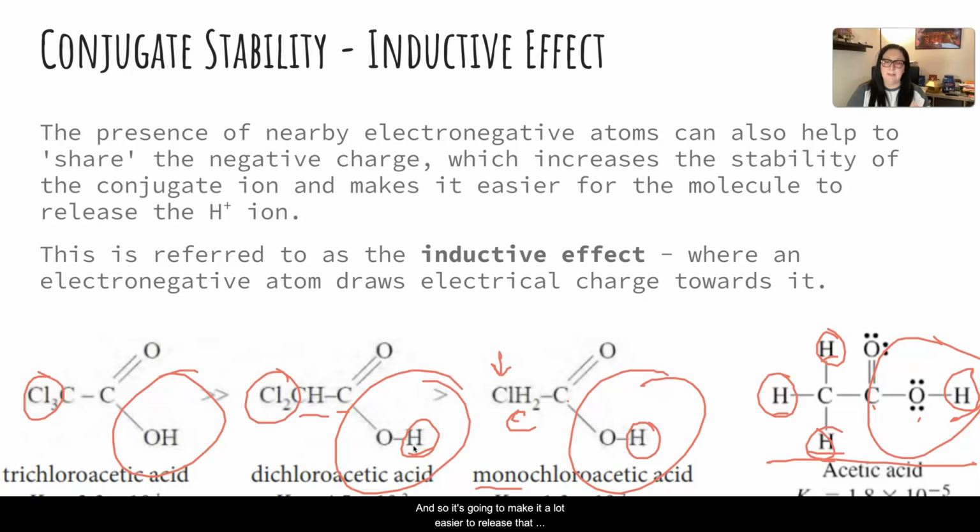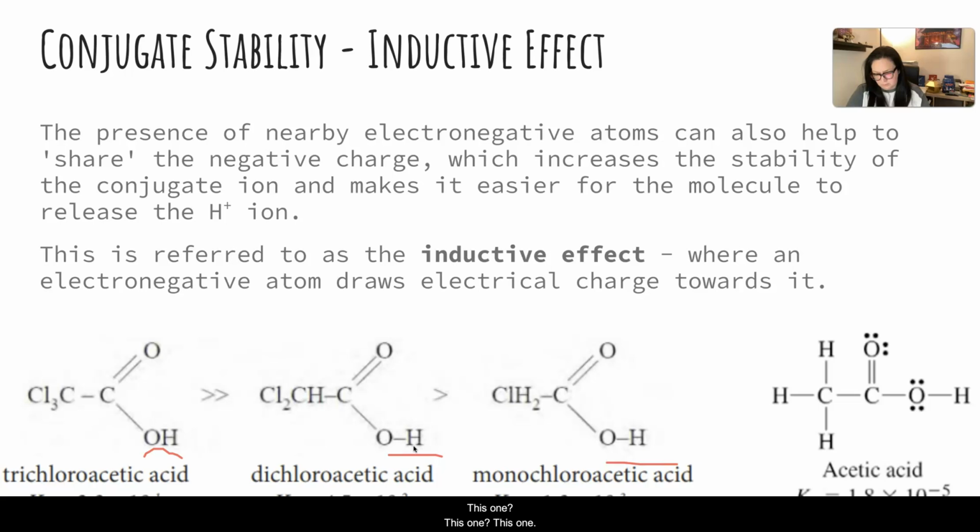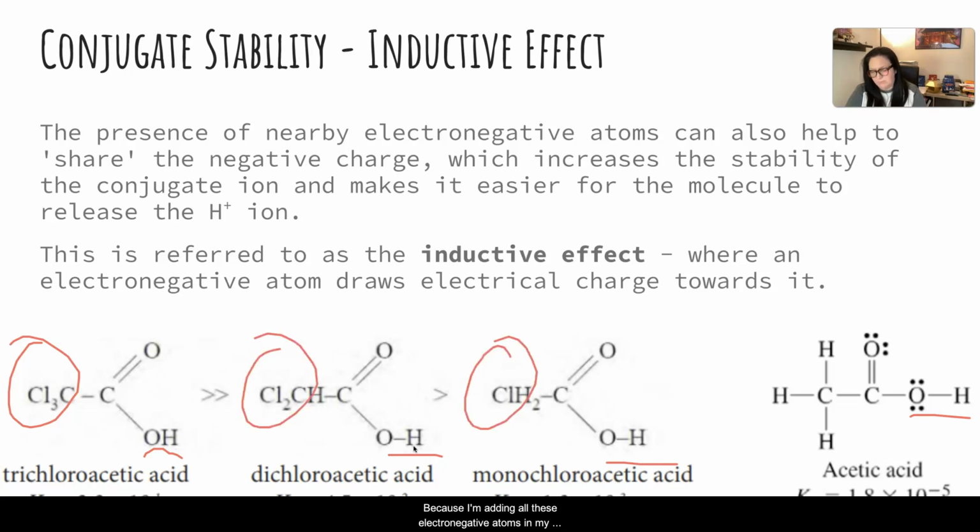And so it's going to make it a lot easier to release that hydrogen, because it's going to weaken that OH bond. So which bond? This one, this one, this one, this one. It'll weaken it. Why? Because I'm adding all these electronegative atoms in my molecule, not as closely related as the oxyacids were, because it was right on the junction atom, but it's a little further away, and it still works the same way. And the more electronegative your conjugate base is, the more stable it is in maintaining that negative charge. So if you look at these Ka values, now these aren't pKa's, these are Kas.